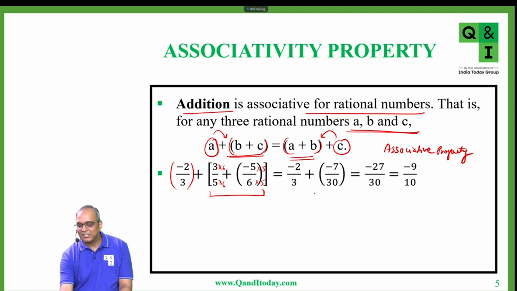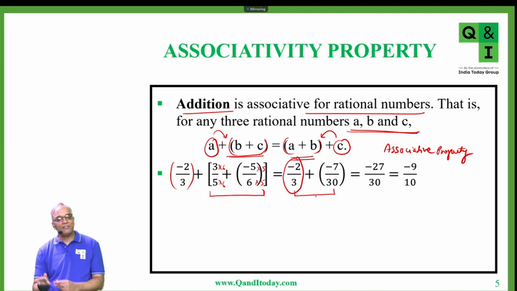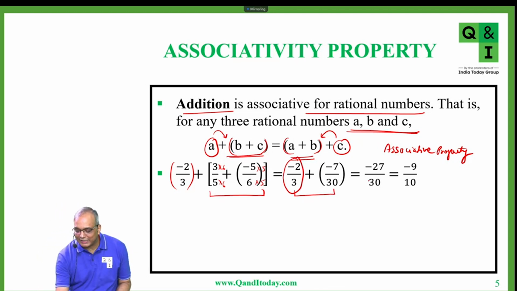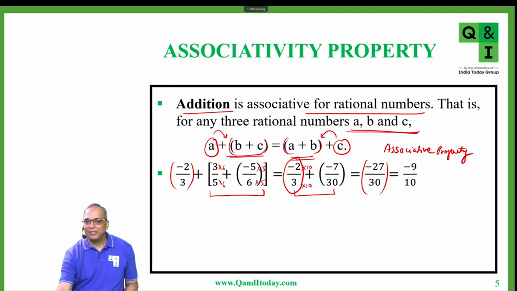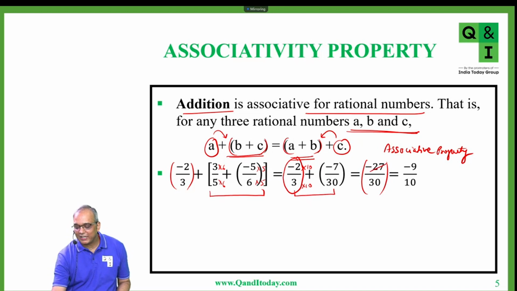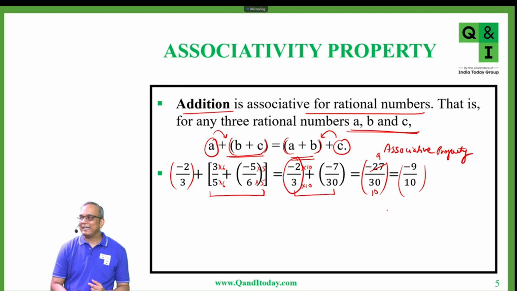And then you have minus 2 over 3. Now you take LCM of 3 and 30. Why? Because you will add minus 2 by 3 to the sum of 3 by 5 and minus 5 by 6. So you take 30 as LCM here. You multiply both numerator and denominator by 10. So you will get minus 20 minus 7 is minus 27 over 30. Now, you know that 3 is common in both numerator and denominator. You can cancel 3 here. So you will get 9 here and 10 here. So minus 9 by 10 is the answer here.